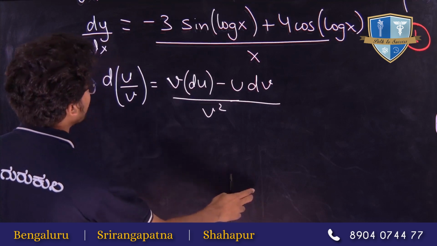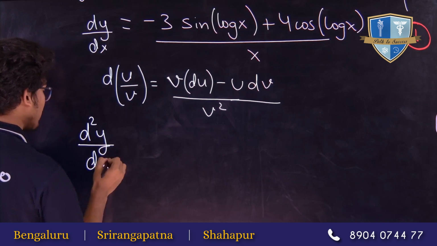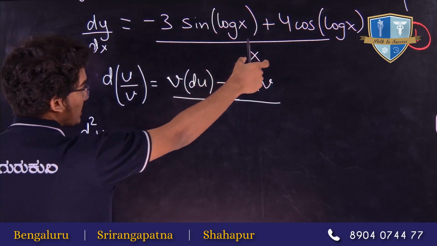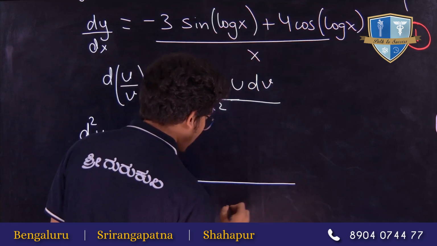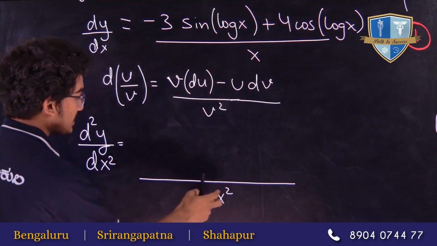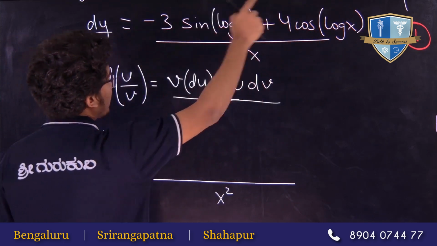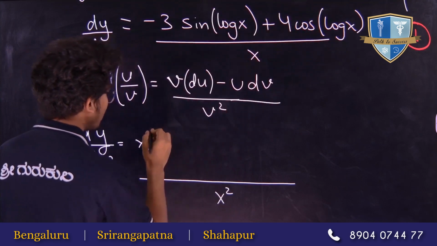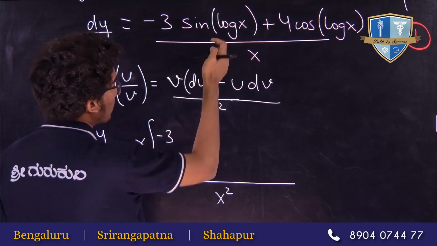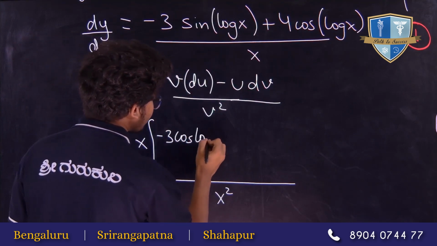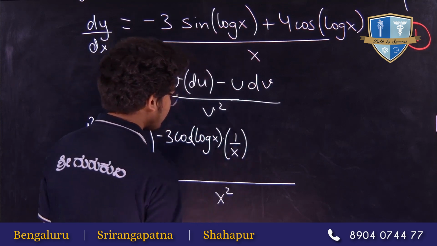Similarly, we will differentiate this equation to get d2y by dx square. The denominator, which was v, converts into v square; here it is x, so it will convert into x square, correct? Now this x will remain as it is, and we'll differentiate the numerator, the entire term. Differentiation of minus 3 will remain outside, and differentiation of sin of log x will be cos of log x, and differentiation of log x will be 1 upon x, correct?